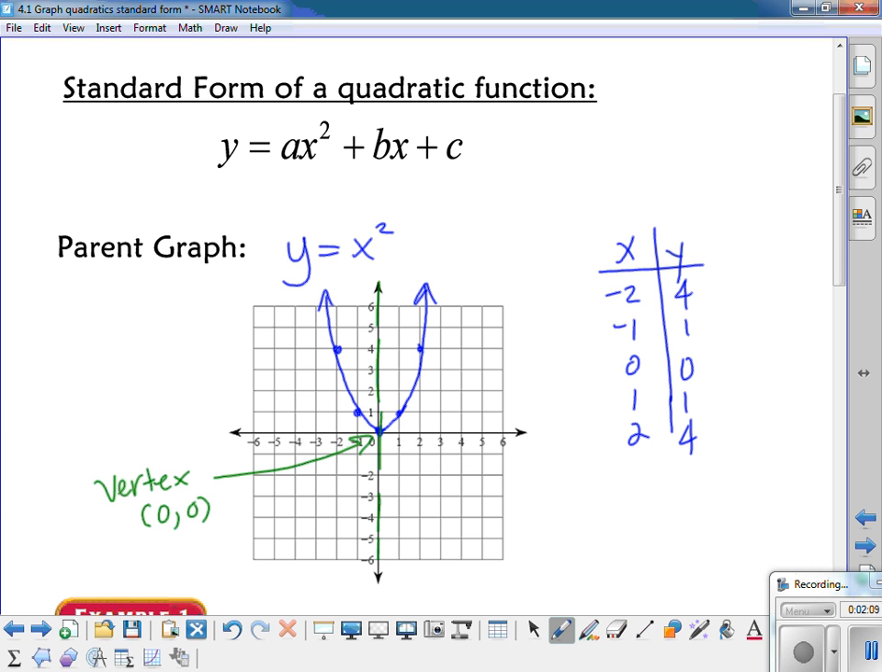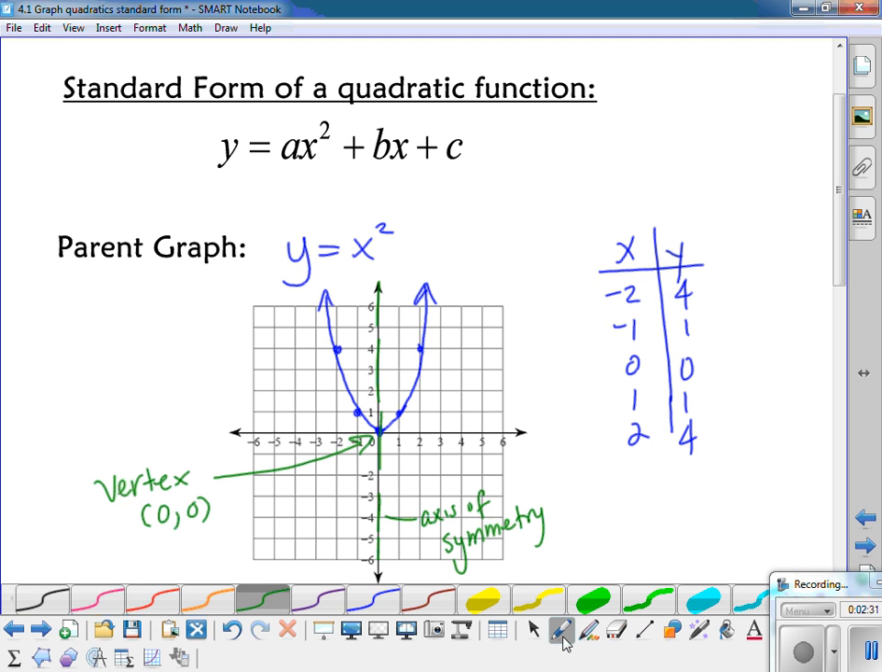In this case, the axis is the same as the y-axis. Okay. So they're symmetrical, and they always follow the same pattern if a is equal to 1.